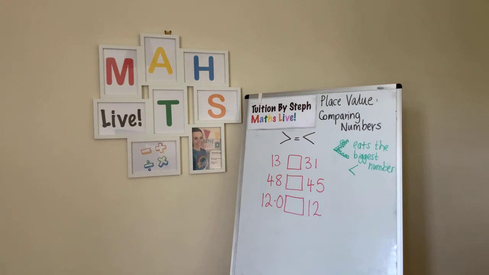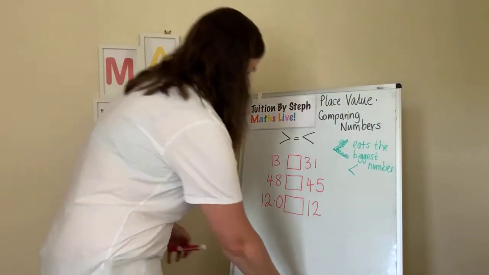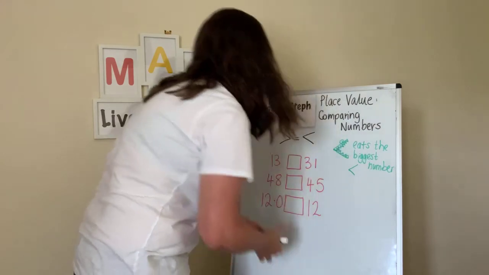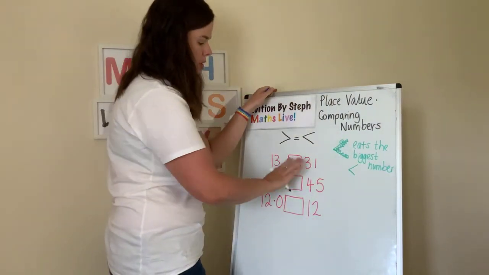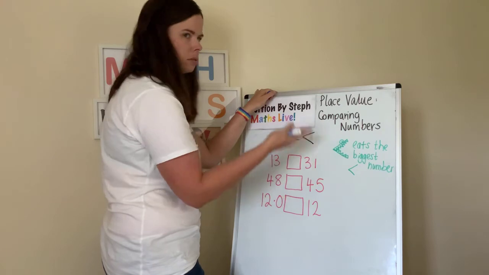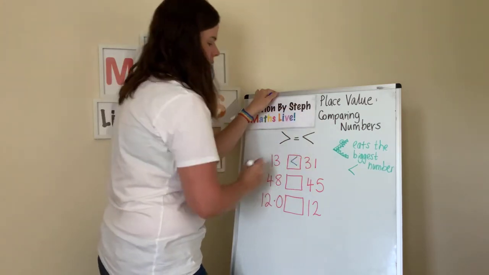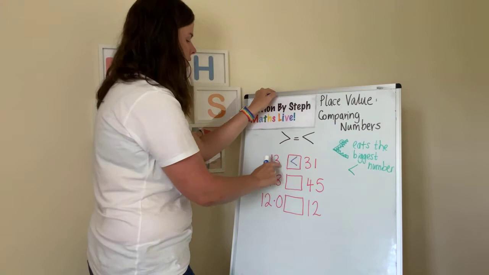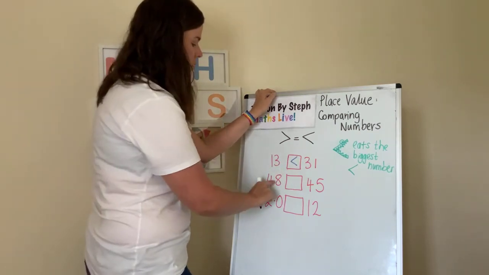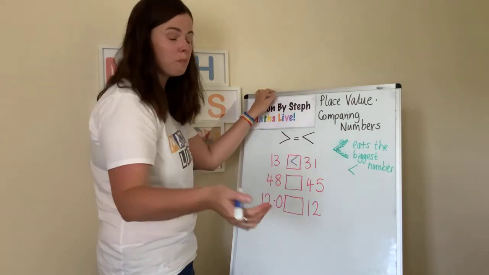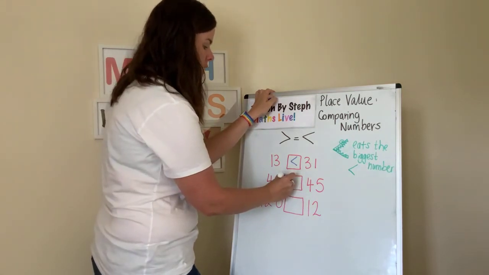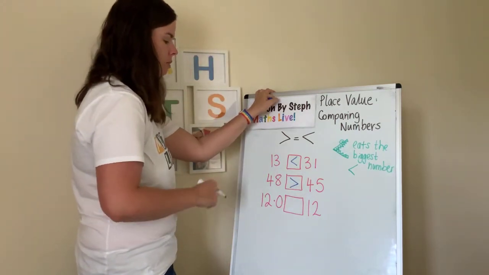Oh, got some answers. Okay, let's give you a few more seconds. So, looking at what we've got. We've got a two-digit number to start. Question 1, 13, 31. Well, we know 31's bigger than 13, especially because 31's got 3 tens, 13's only got 1 ten. 48 and 45, well, we know on the number line that 45 comes before 48, so 48 must be the biggest number as it comes afterwards.